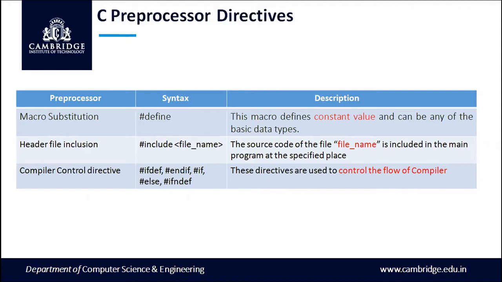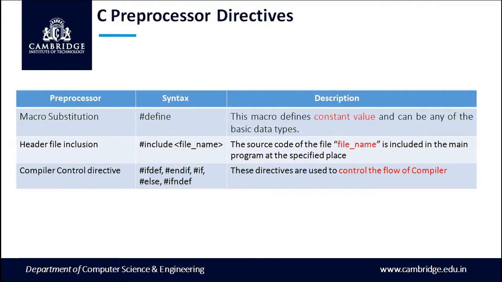First, we have macro substitution, and the syntax for this is hash define followed by identifiers. The description says this macro defines a constant value. Whenever you want to define a constant value in your program, we go with this kind of preprocessor, the macro substitution. For example, if I want to define the pi value in my program, #define PI 3.142 is the example. So I give the constant values in my header part. That is my first preprocessor directive.